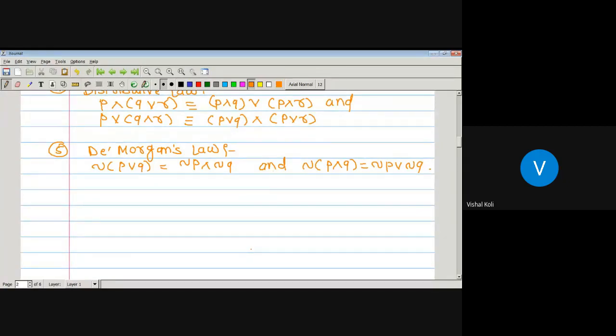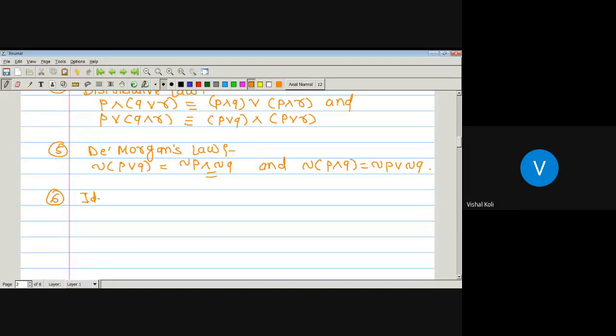Or if we have given two statements P and Q, and we have to find the negation of P or Q, then we can find it this way, that is negation of P or Q is nothing but negation of P and negation of Q. Now sixth one will be identity law.